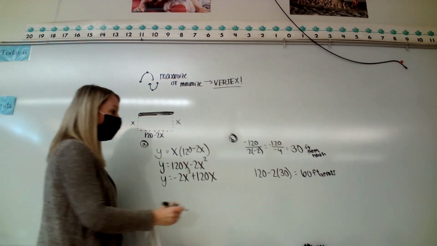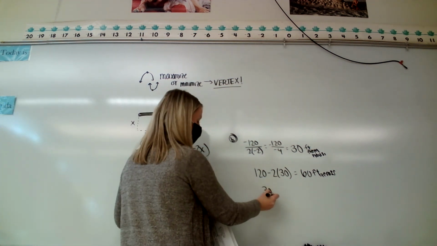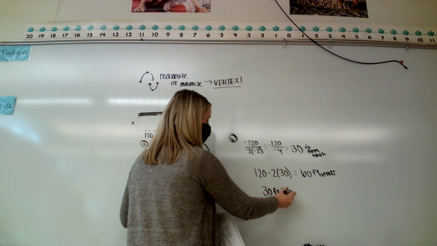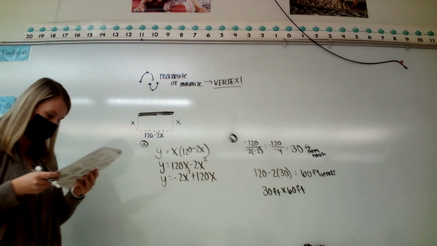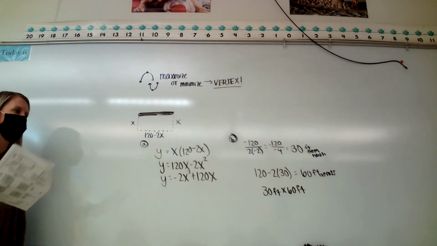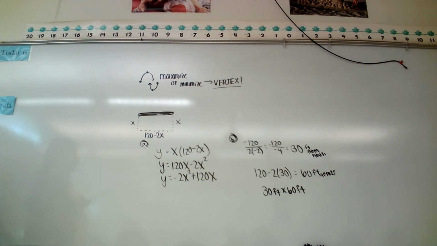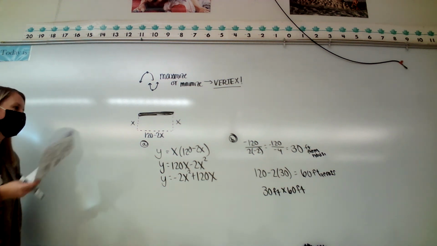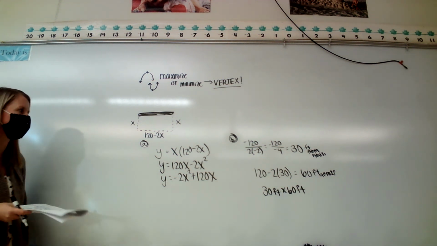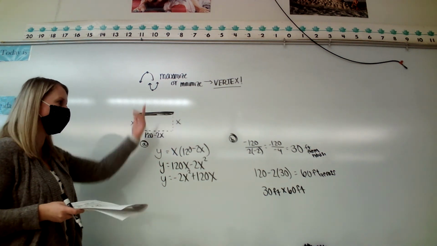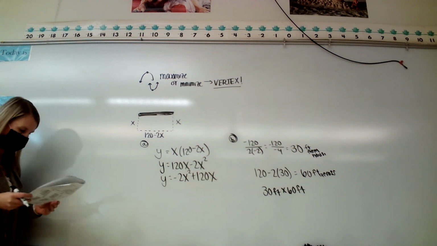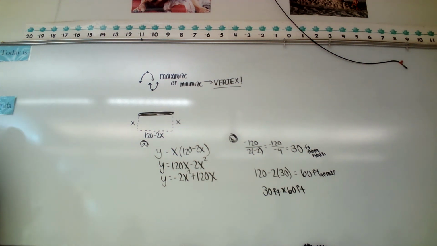So a 30 foot by 60 foot fence would be the best. It doesn't technically ask, but the area would be 1,800 square feet. So you would just take them and multiply them together. That makes sense. If this is 60 and then 30 and 30, that gives me 120 feet of fencing, and I am in good shape.